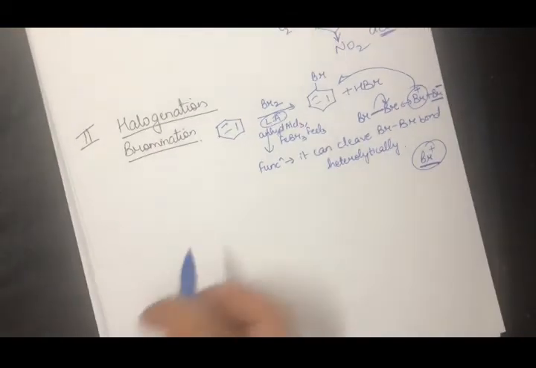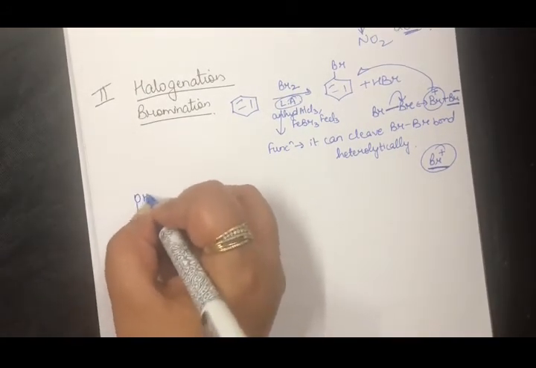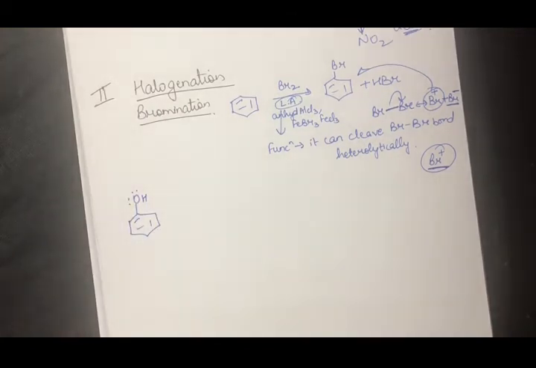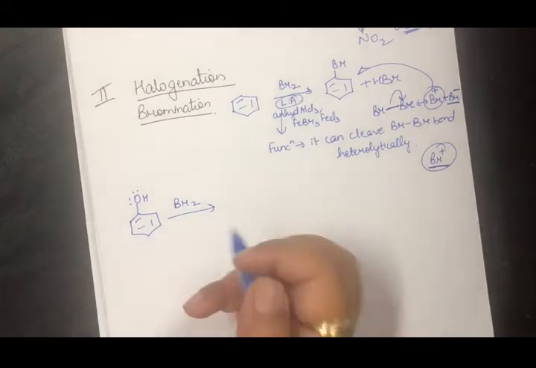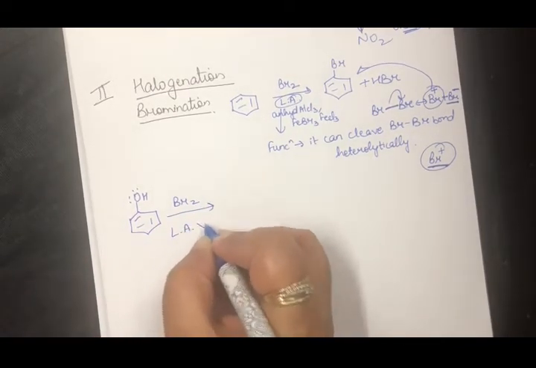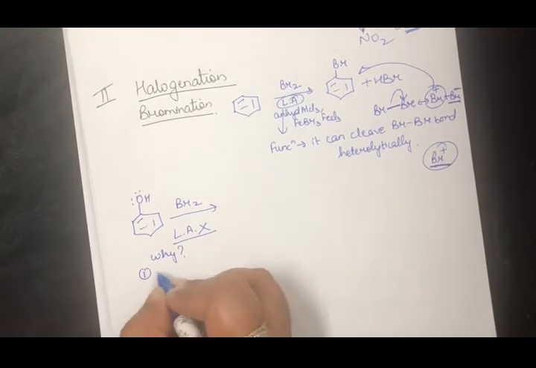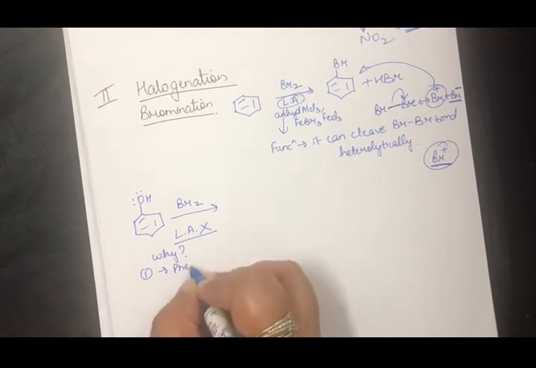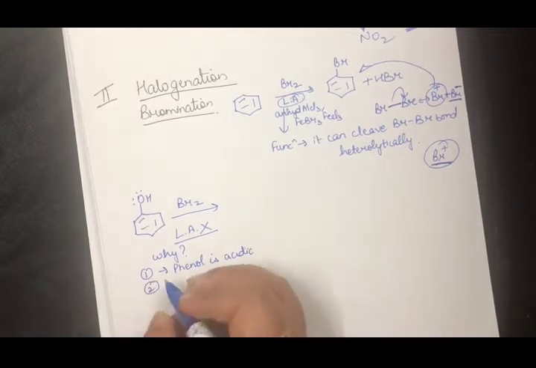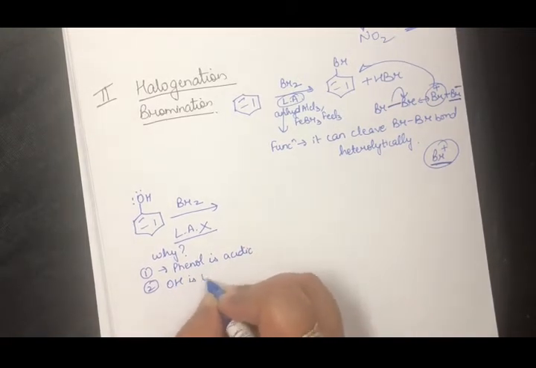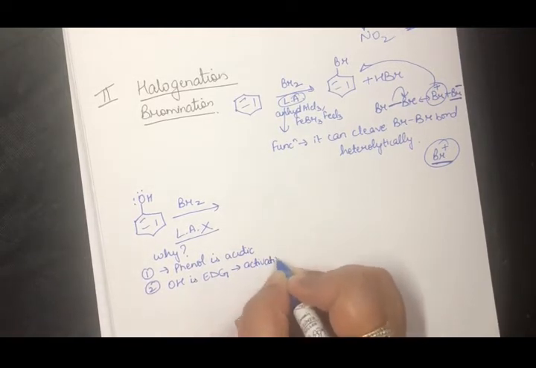Now if I want to do the bromination of phenol, what do I need? I need bromine, obviously, but I do not need a Lewis acid as for the bromination of benzene. Why? First reason can be that phenol is acidic. We already talked about it. The second reason is that OH is your electron donating group, right? So it is an activating group.